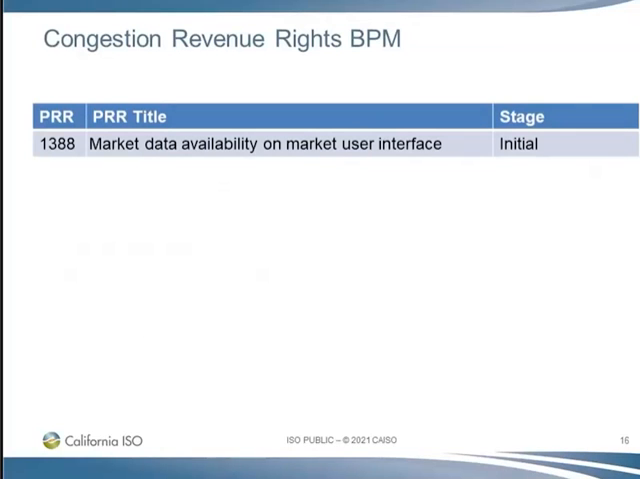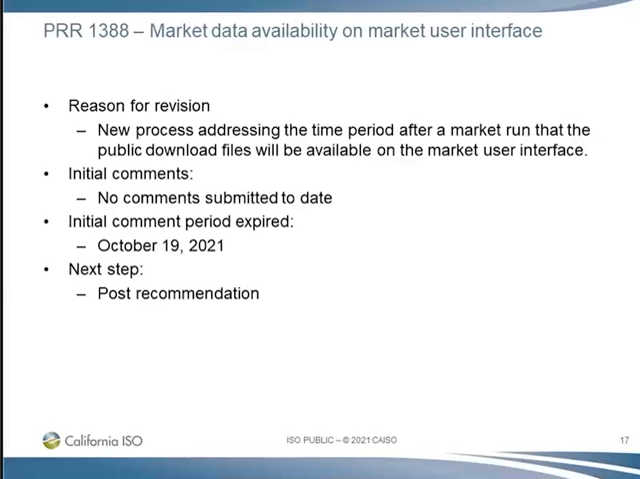Thanks, Jamal. The next BPM we're going to talk about is Congestion Revenue Rights BPM. We have PRR 1388, which is Market Data Availability on Market Users Interface. This is in the initial stage, and I'm going to hand it over to Jacob to discuss this PRR.